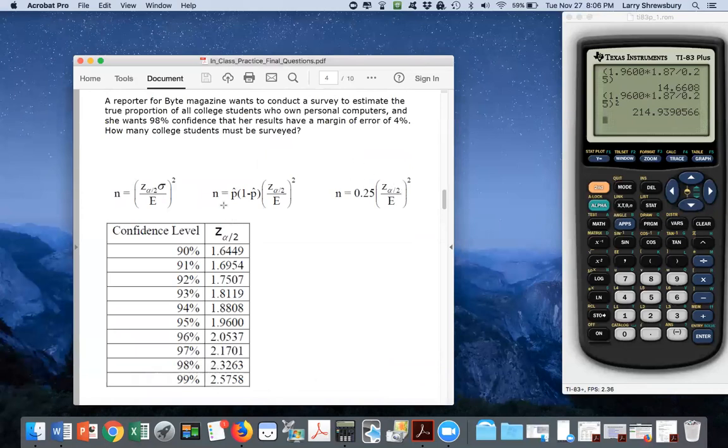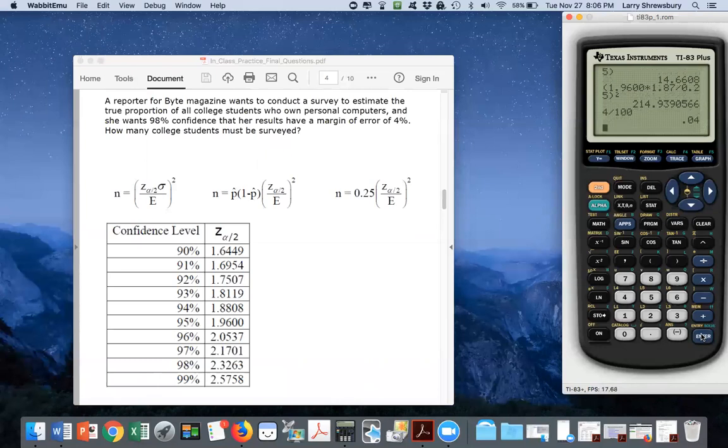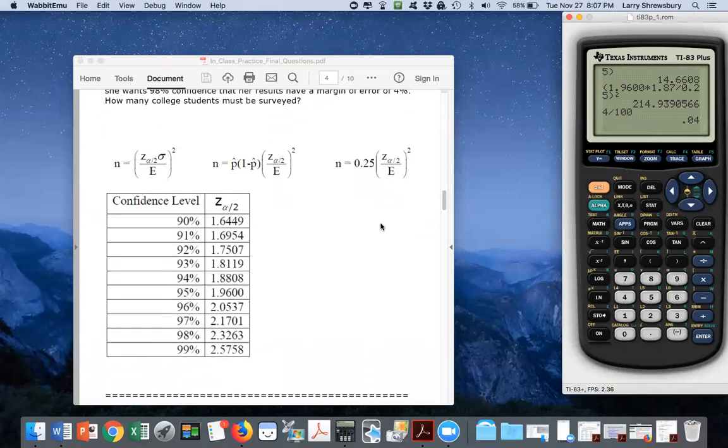So cross that one out, and this is all we're left with. So E here is 4%, but you've got to enter that in its decimal format. So if they give it to you as a percentage, take that number, divide it by 100, and that's what it will look like in decimal format. 0.04 is what I've got to enter in there. And the confidence level is 98%, then the critical value is 2.3263. You just plug that in there and you calculate it. And your sample size needs to be at least that big, so you round up.